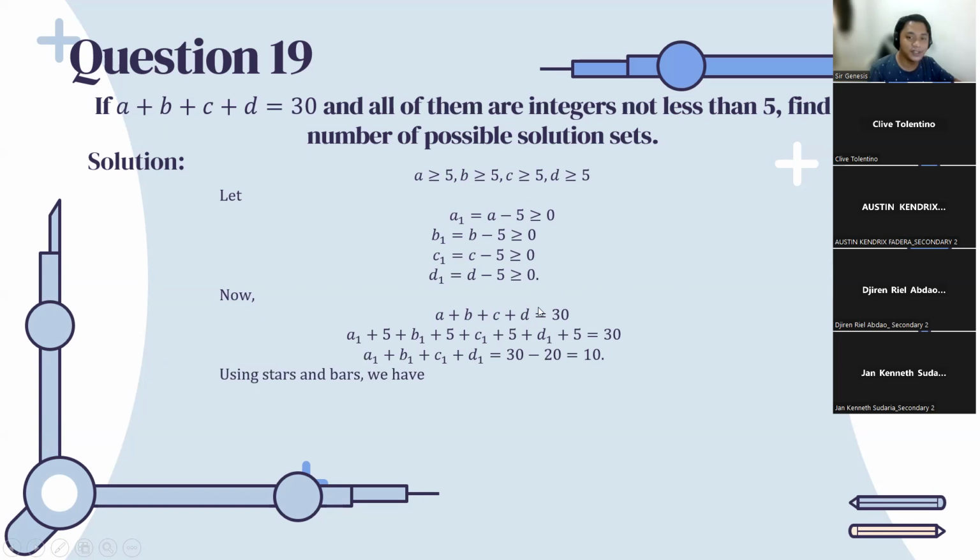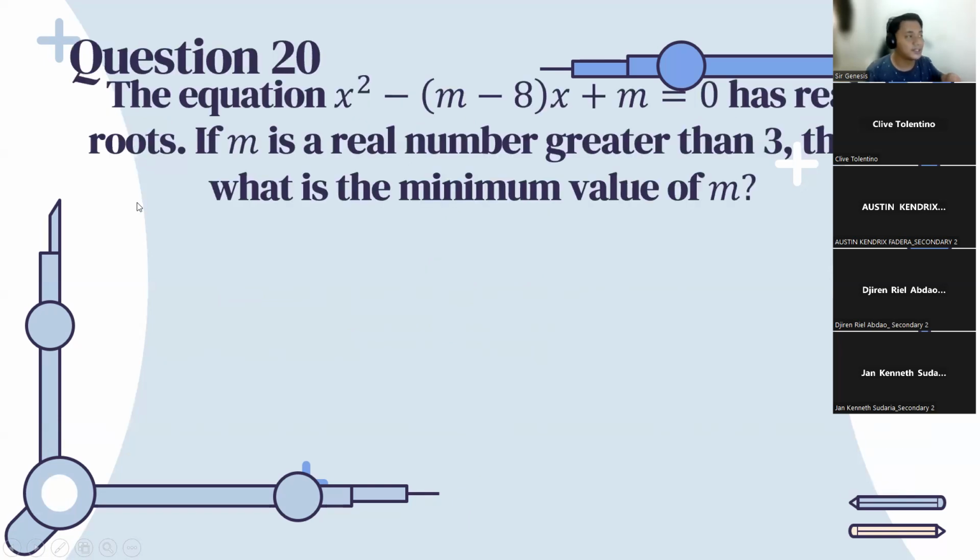Okay, so let's proceed to the next slide, which is number 20. The equation x squared minus the quantity m minus 8 times x plus m is equal to 0 has real roots. If m is a real number greater than 3, then what is the minimum value of m?